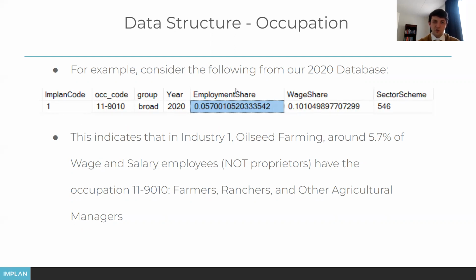So this particular example would be telling me that in industry 1, which is oilseed farming in IMPLAN, about 5.7% of employees, and that is only employees, not proprietors, have the occupation 11-9010, farmers, ranchers, and other agricultural managers. This is all produced at the national level.